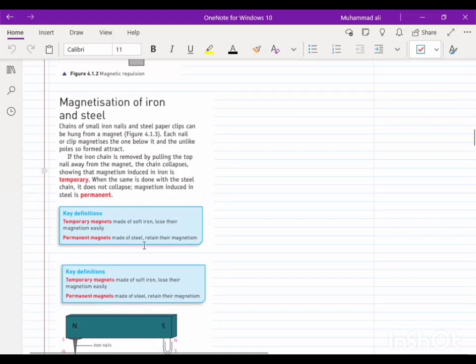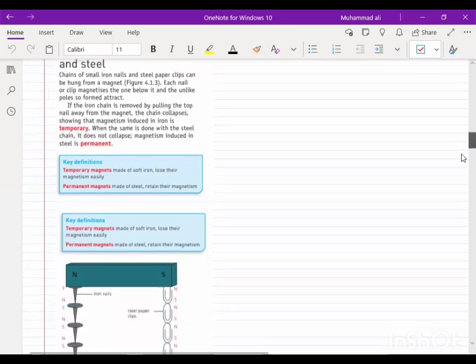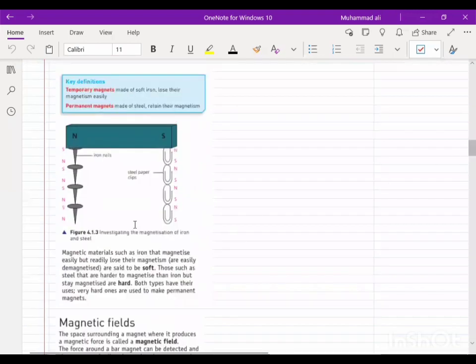And if you talk about permanent magnets, it will be difficult to magnetize it, and it will be difficult to demagnetize it. Okay, so this is the case for permanent magnets and temporary magnets. As you can see, what's going to happen? If you have a north pole here, it's going to induce a north pole on the opposite end, again and again down the chain.